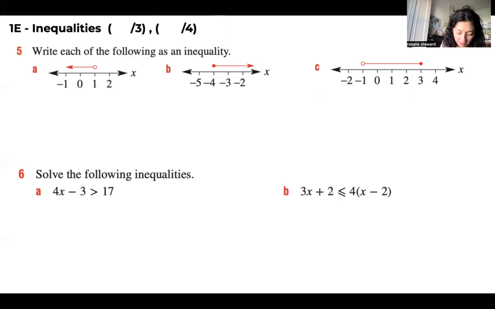So I'm going to write x here is smaller than 1. That's where it is. Could x be 1? No, it's not. It's not checked off. If you wrote 1 is smaller than x, that would also be correct. So over here, x is bigger than minus 4. So I'm going to do x is bigger than minus 4. Could it be minus 4? Yes, because it's checked in like that.